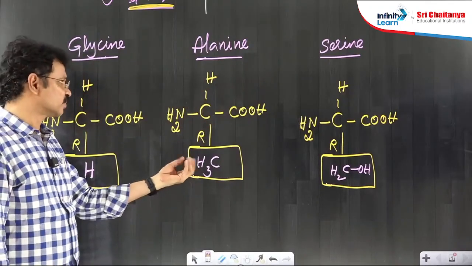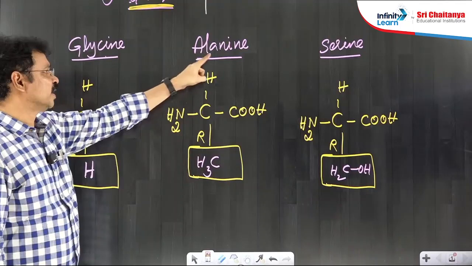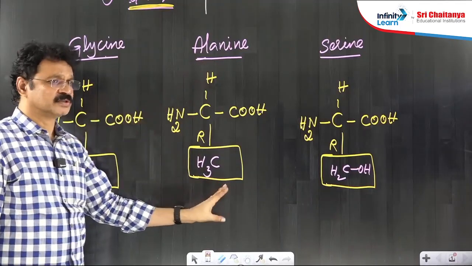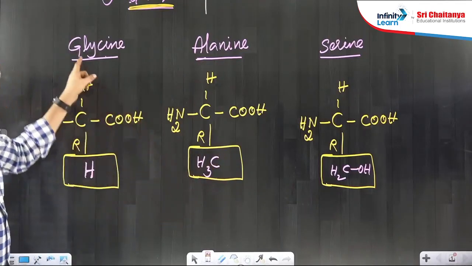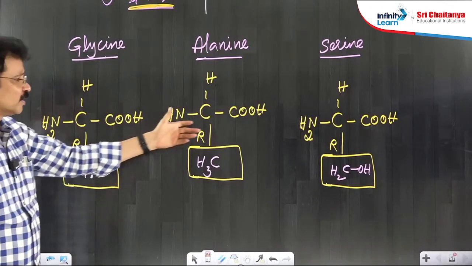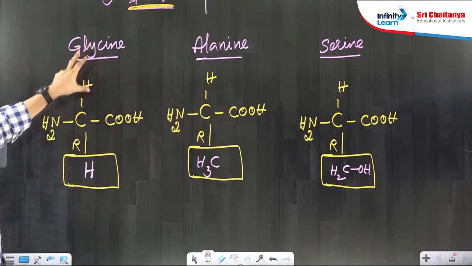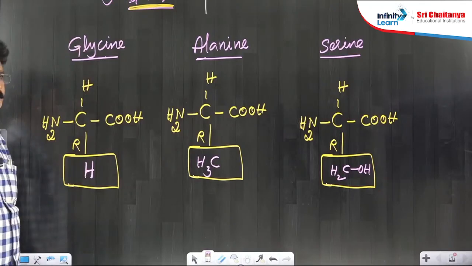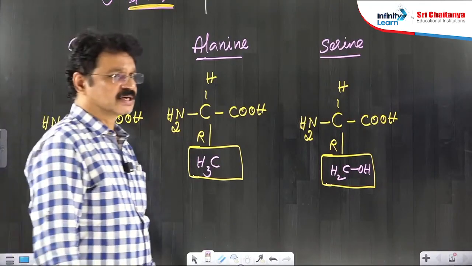Likewise, we can construct one question here. What is the alkyl group in alanine? Purely methyl without a hydroxy group. Whereas in glycine, only a hydrogen atom is there. When compared to other amino acid structures, the simplest amino acid is glycine. The very simplest amino acid is glycine.